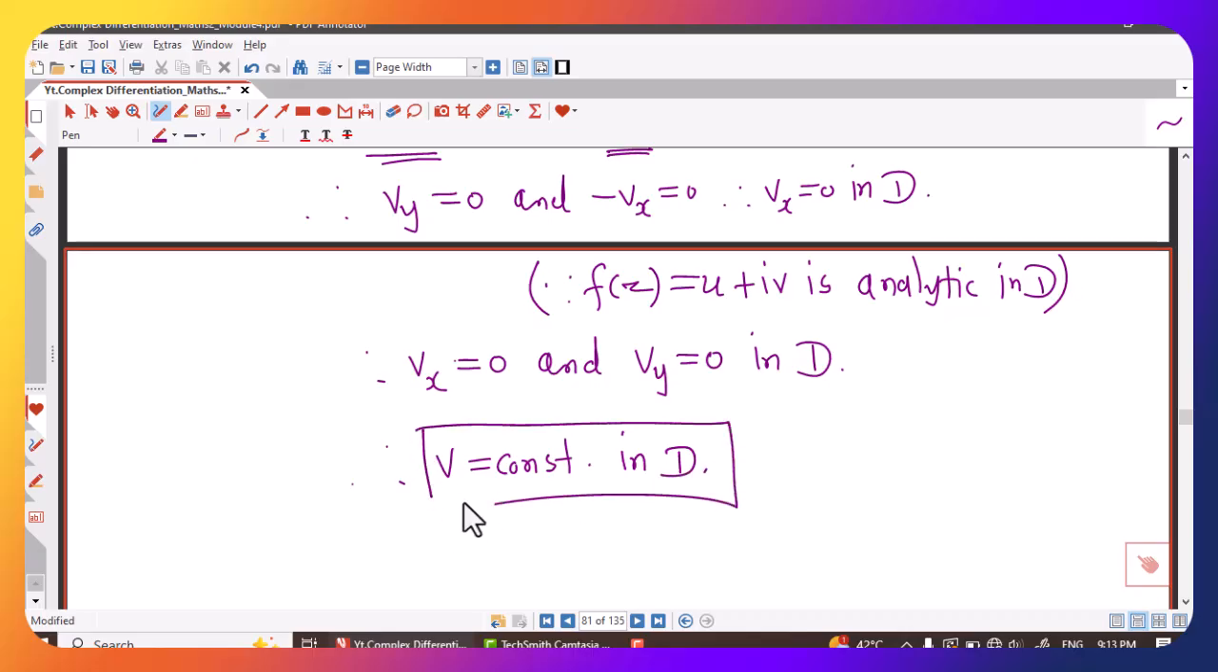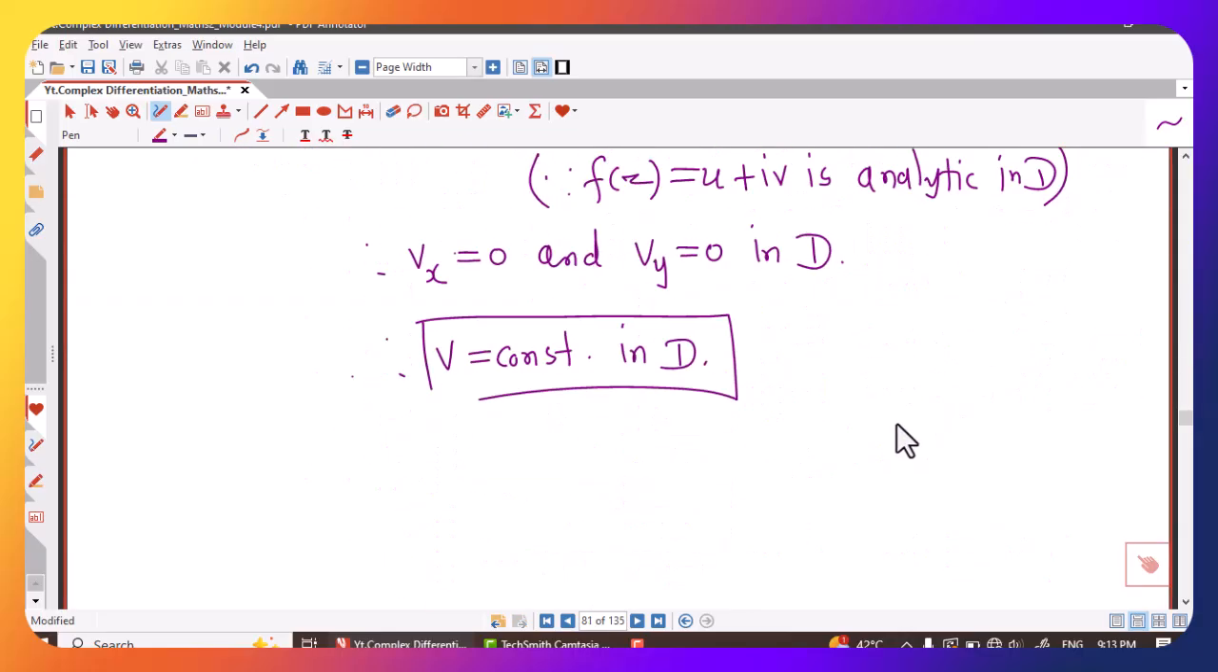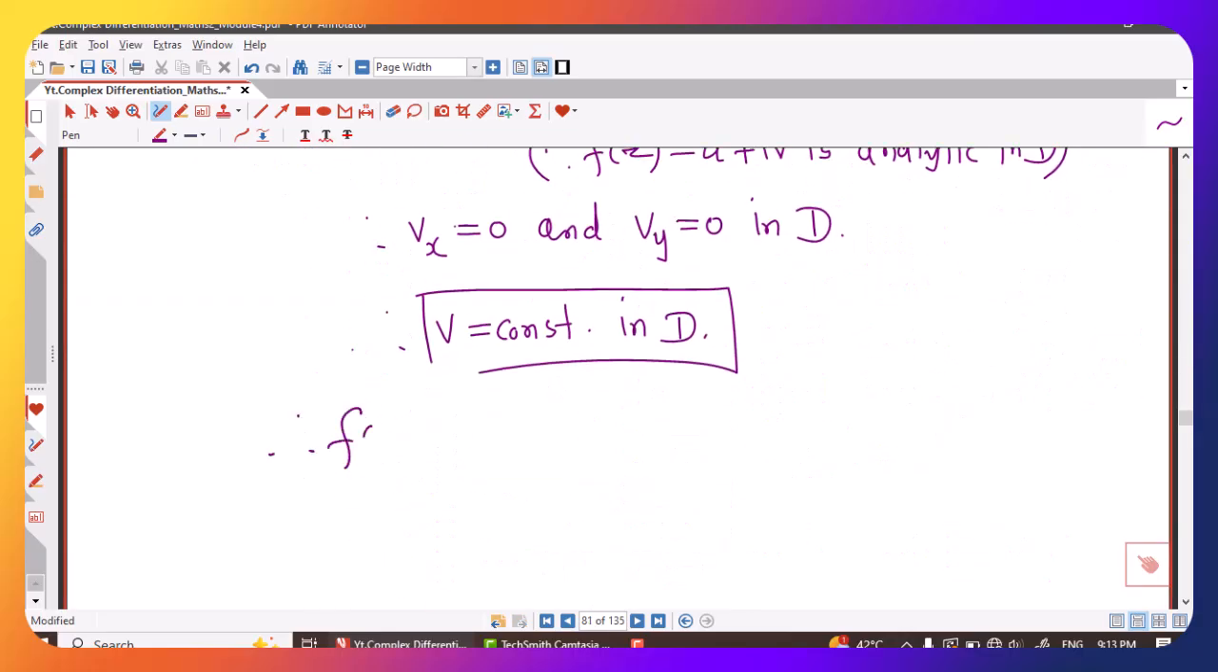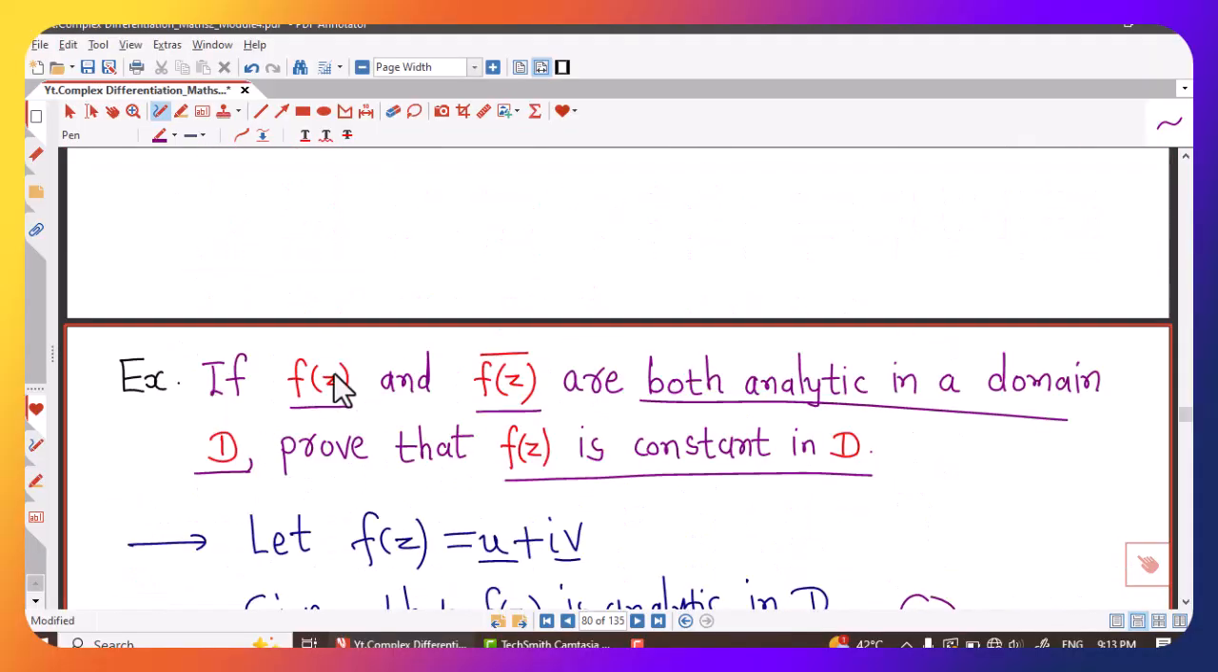So we have shown that u and v are constant in a domain D, and therefore f of z is also constant in a domain D, because u and v are real and imaginary parts of f of z. So this is a very nice property. It says that if a function and its conjugate are both analytic in a domain D, then f of z is constant in a domain D.